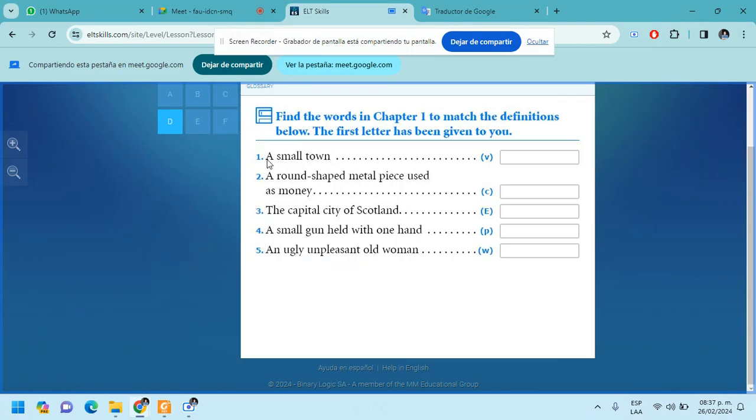For example, a small town. ¿Qué palabra que está en el capítulo 1, que empieza con V? Beach. Very good. It's beach. Good. Around, round. Round is like circle, no? A circle, round-shaped metal piece. Use it as money. Another, pounds means libras, no? But with C.